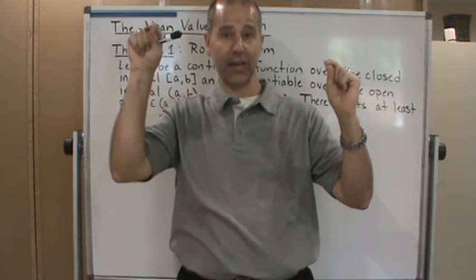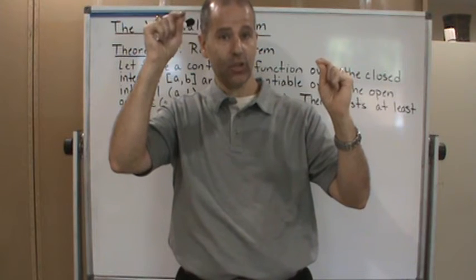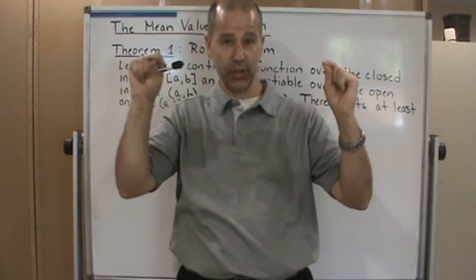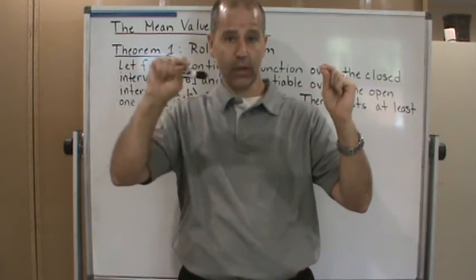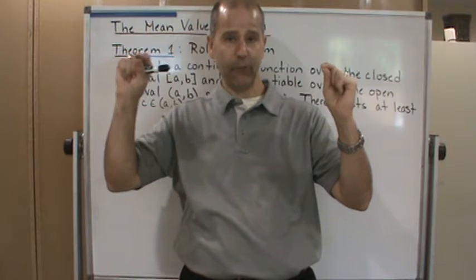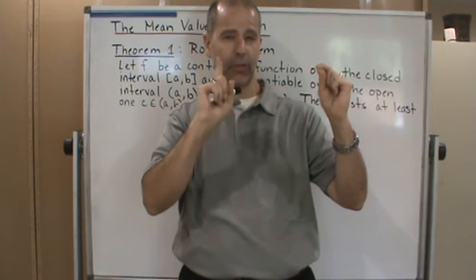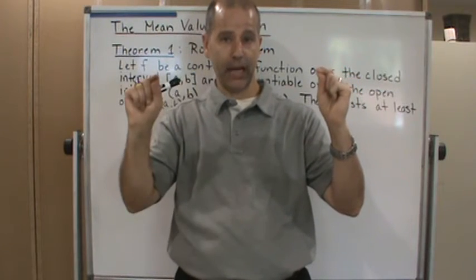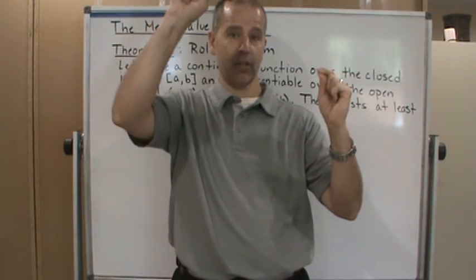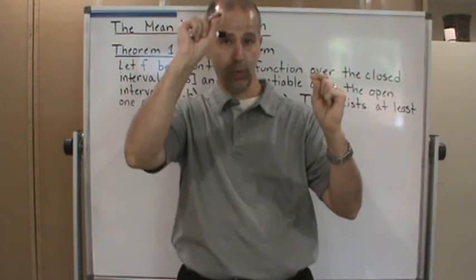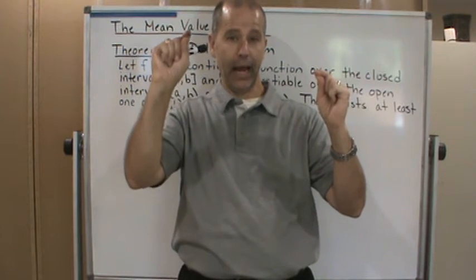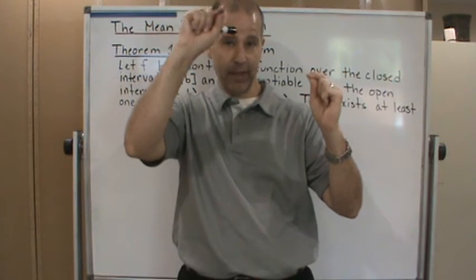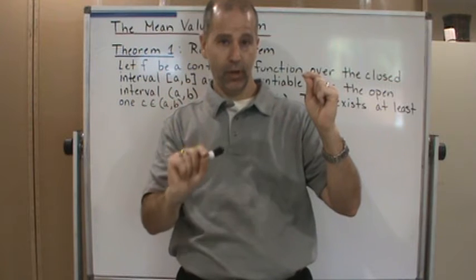Why? Because it had to change direction at least once. Or even if it didn't change direction, it's a horizontal line, and that would mean every single point, but the theorem's saying at least one. So if it's going up and down, there's got to be at least one point where the graph changed direction, and if it changes direction, there's got to be either a maximum or a minimum.